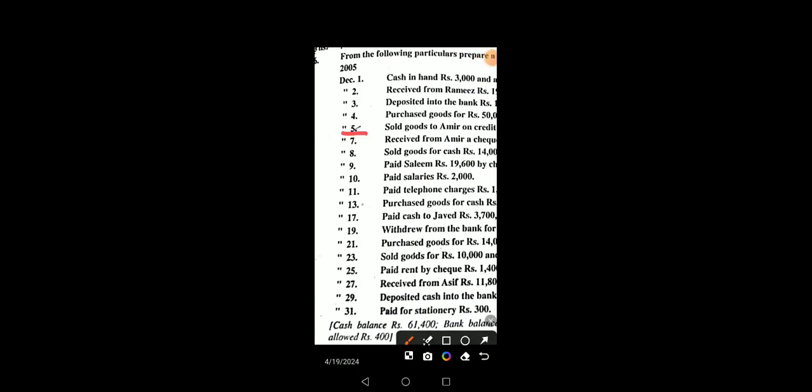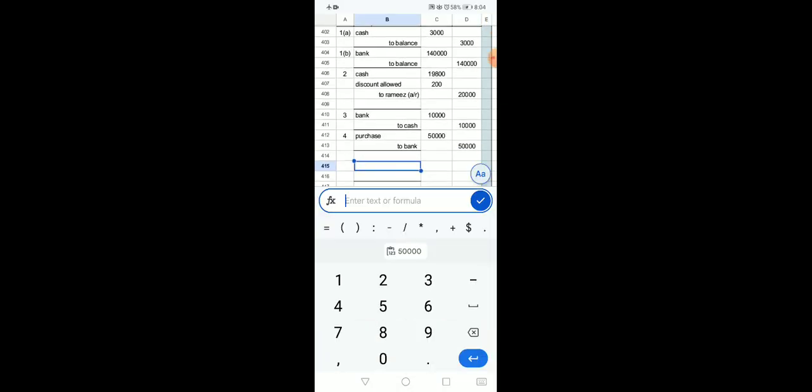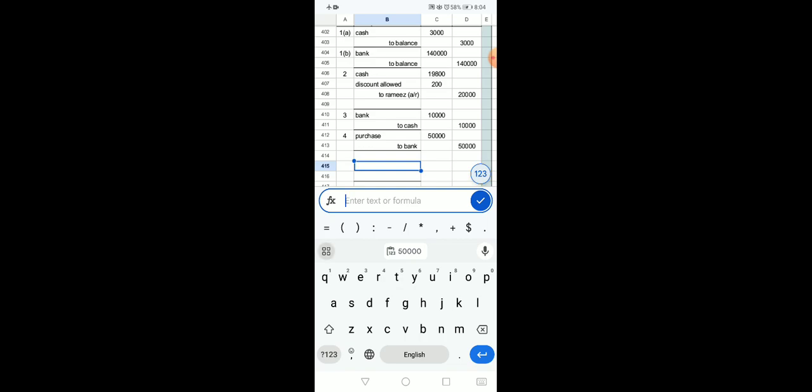Sold goods to Amir on credit. There is nothing further. What does that mean? You have sold your goods to Amir but he hasn't paid. When you are selling your goods, what is going out? Your goods are your current asset. If you are selling your goods, goods are decreasing, which means asset is decreasing. Decrease in asset should be credited. So you were supposed to write the name of goods on credit side because it is decreasing.